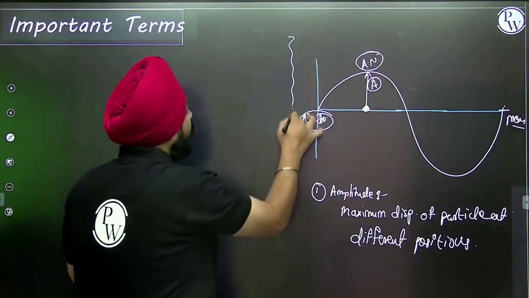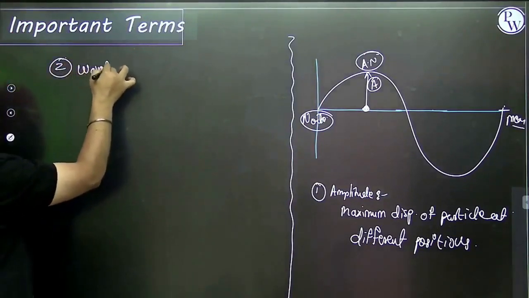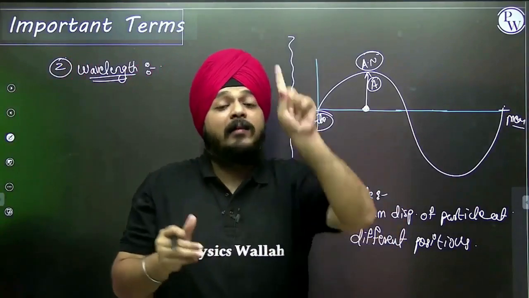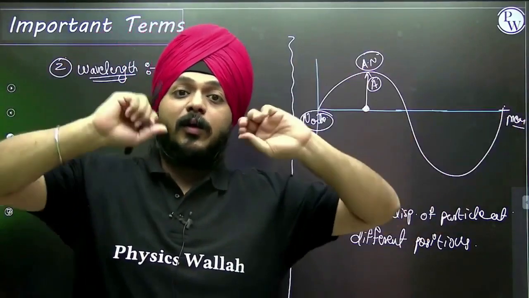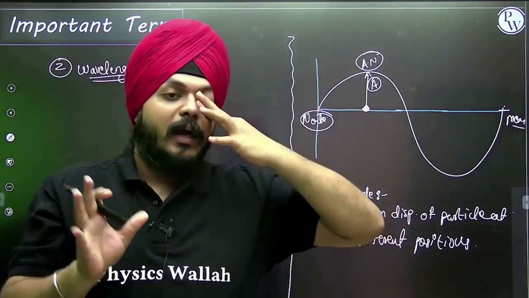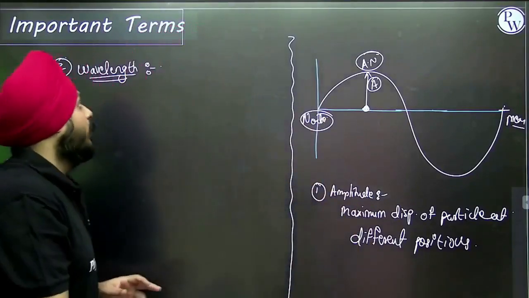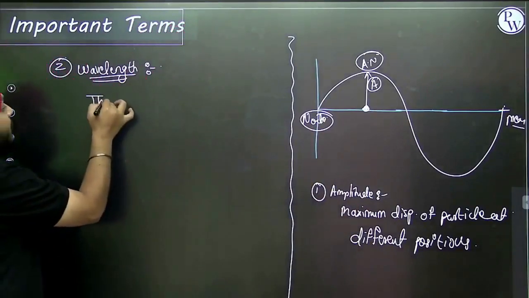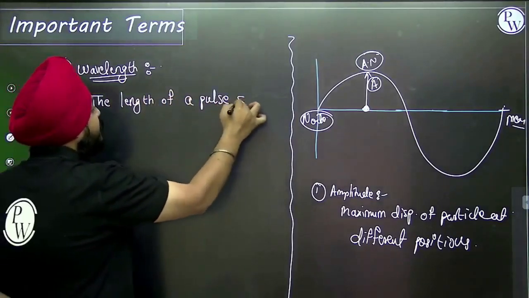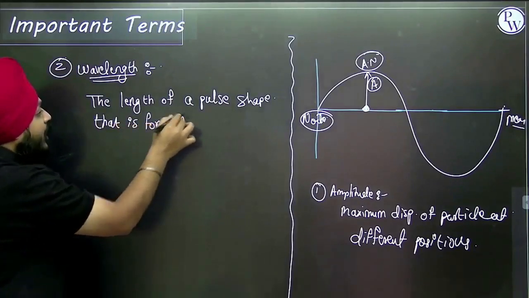The second most important terminology is wavelength. Of what length is one pulse formed? You have read an ample amount of technical definitions, but as usual, I used to say in all of my lectures, I'm going to represent that definition in a way that is quite easily understood by you all. Wavelength: the length of a pulse shape that is formed.